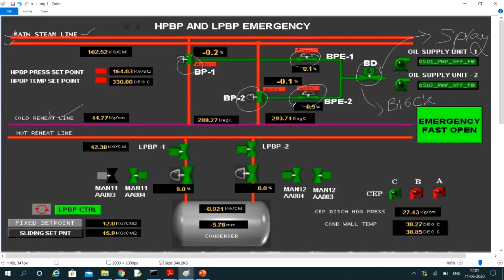The water for the spray usually comes from the discharge of the BFP. It may be taken from the kicker stage of the BFP or the discharge of the BFP, depending on the plant.